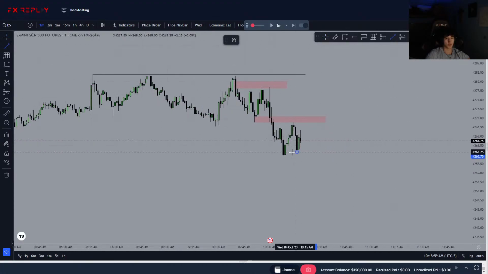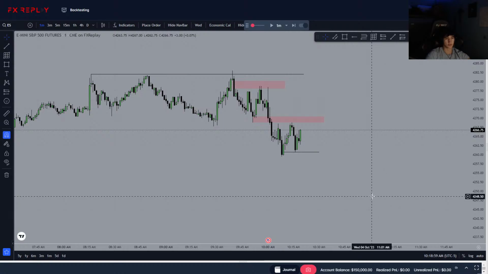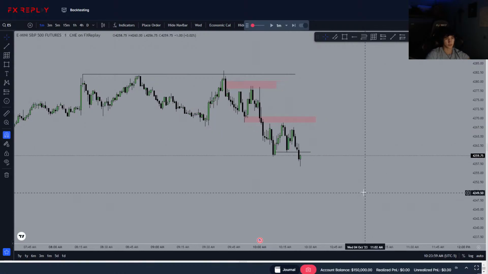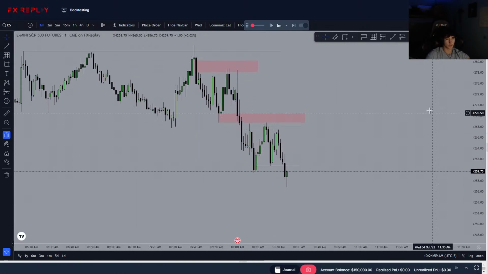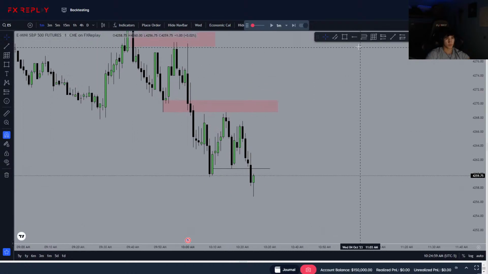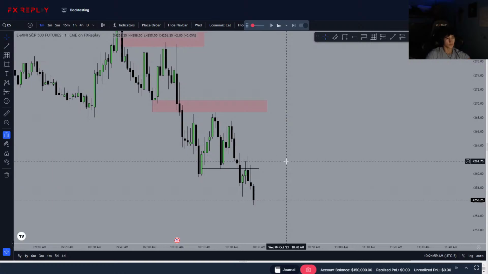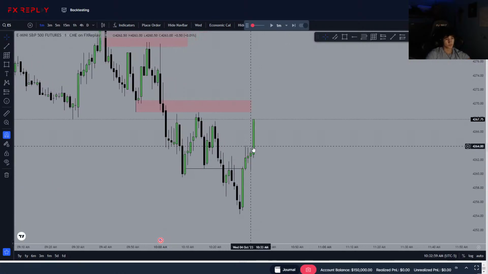I want this to remain as a failure swing if my bias is correct. I don't want to see, oh no, push through. Yeah, the mitigation block would have been a good play, because we also formed this little slow model inside of it too. Okay. There we go, now we're starting to get some through.